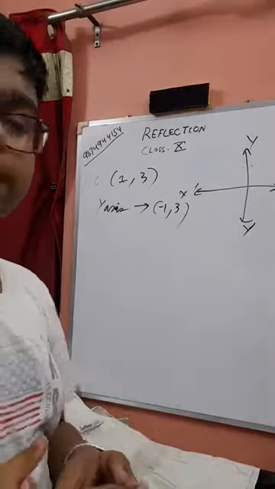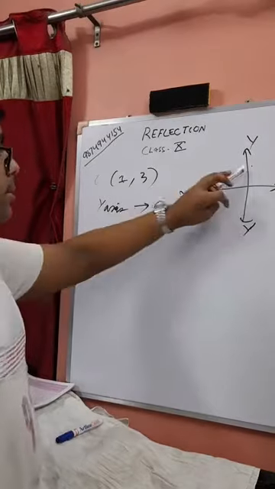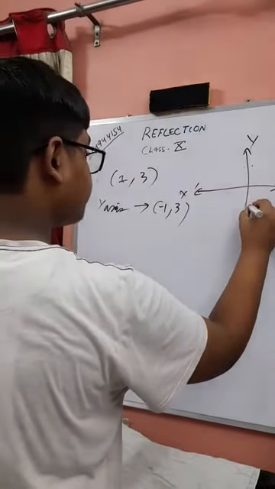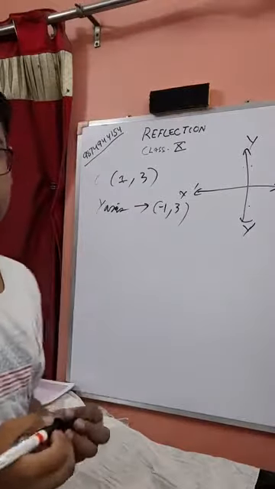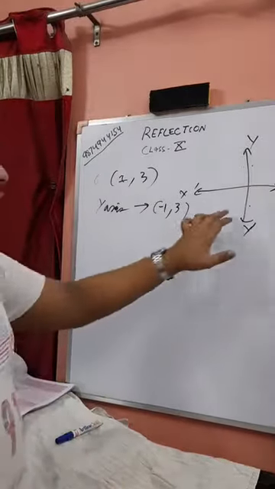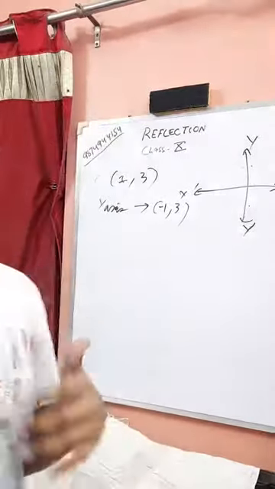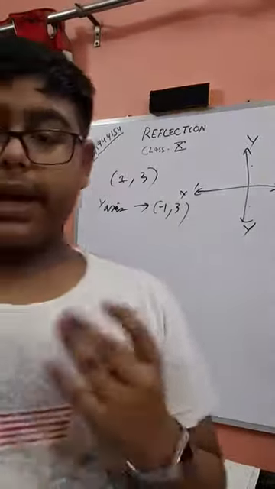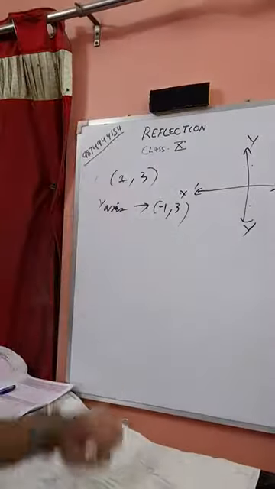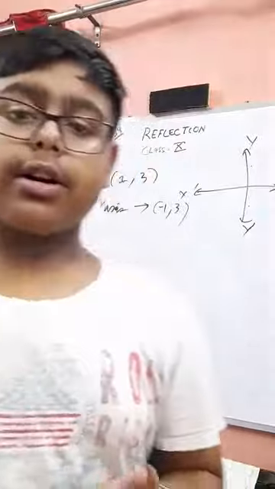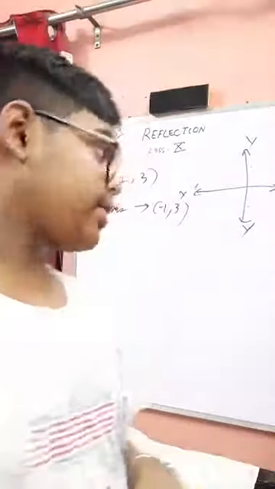Similarly for x-axis reflection, suppose the same point is reflected. This should be the point after the reflection in the x-axis. Therefore the point has moved to the negative region of the y-axis, so the y coordinate should be negative. It should be (1, -3). Therefore for x-axis reflection, the sign of the y coordinate always changes.